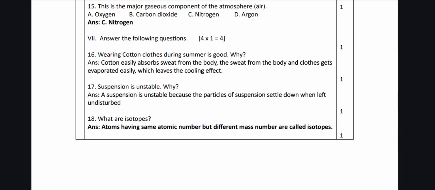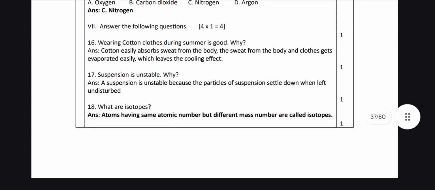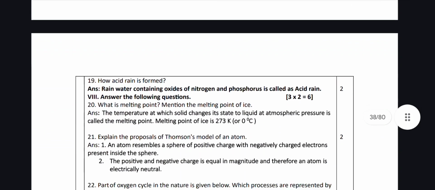I hope you understood. So what are isotopes? Atoms having the same atomic number but different mass numbers are called isotopes. So they have the same what? Atomic number. But what do they have different? They have different mass numbers. So these are called isotopes.